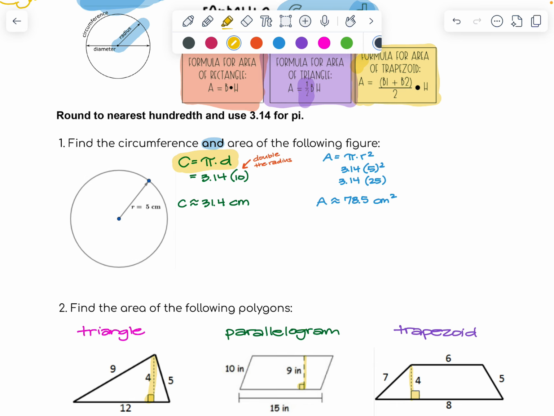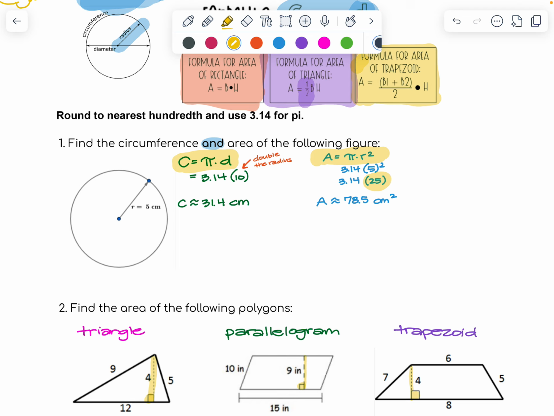For the area, it's pi times the radius squared. That's not 5 times 2. It's 5 times 5, which is 25. Okay? And I put approximately because pi goes on forever. It's irrational, so we're approximately. All right, find the area of the following polygons.